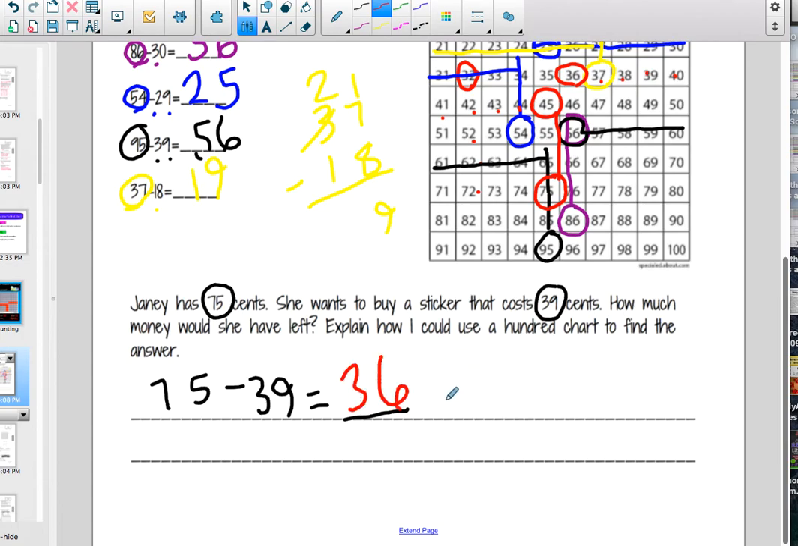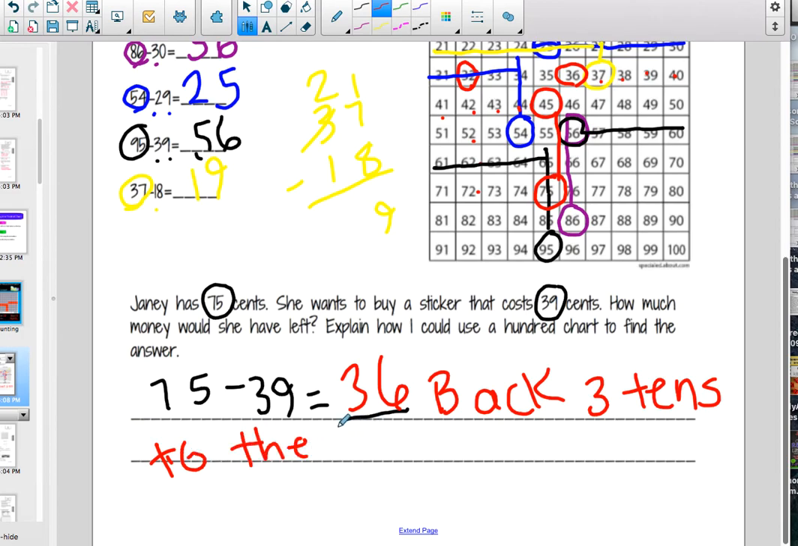So you went back 3 tens and to the left with 9 ones. Okay? You're going to have to teach somebody how to use a 100 chart.